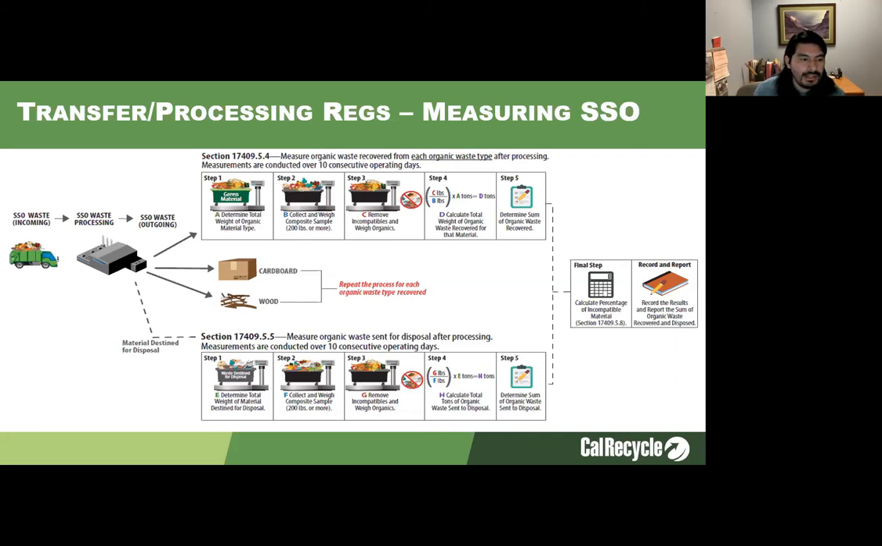They remove the non-organics, and in order to determine the organic fraction, they get a ratio, and then from that they will determine the sum of organic material that is sent for disposal. So for SSO, they're doing the same measurements.